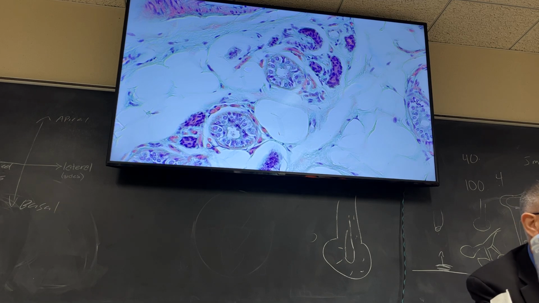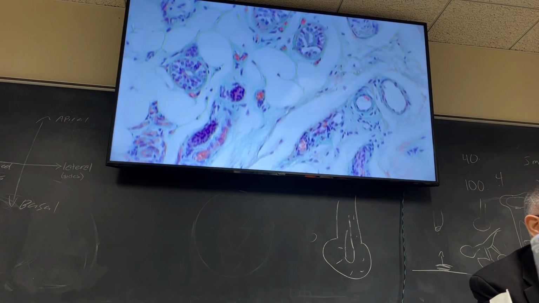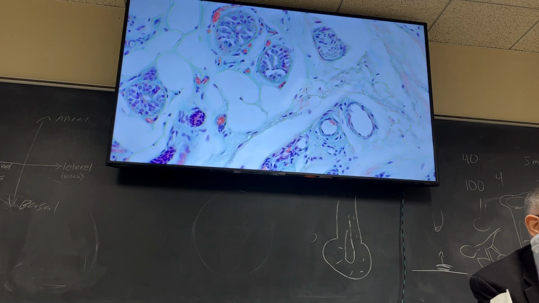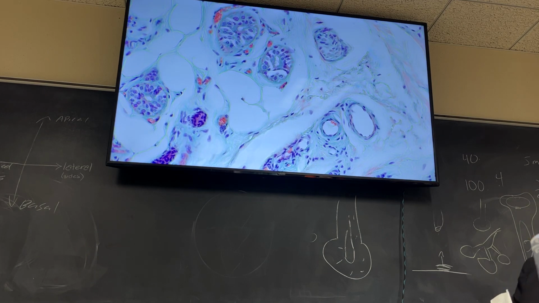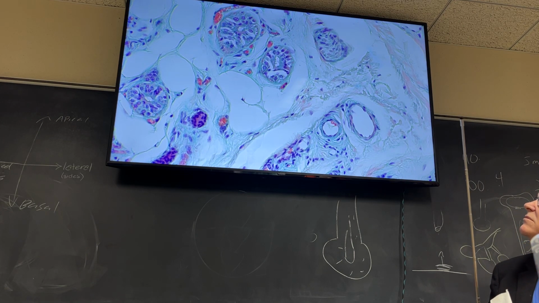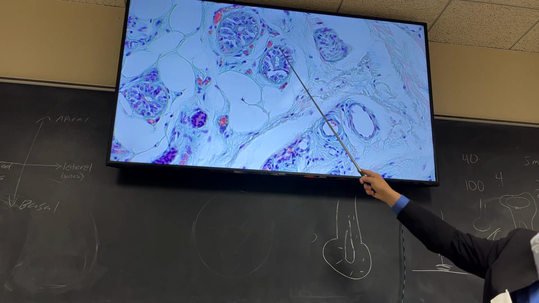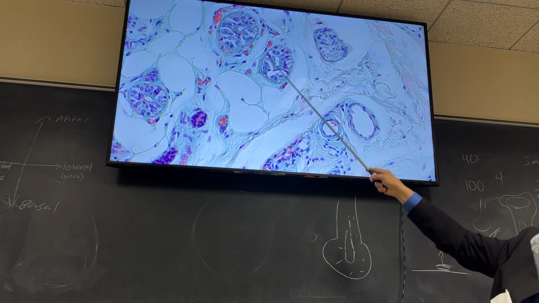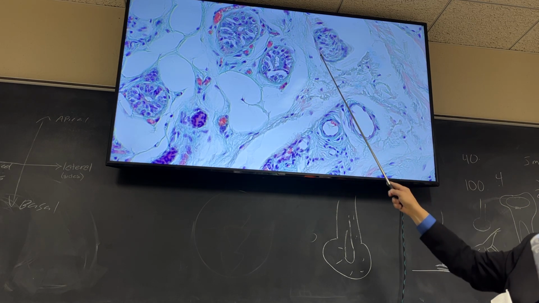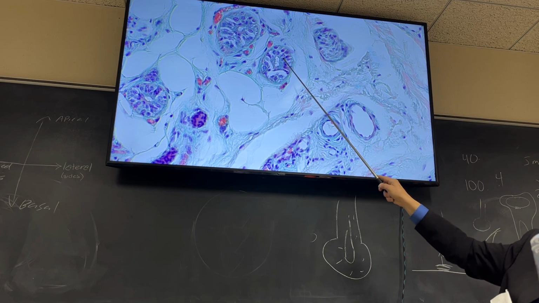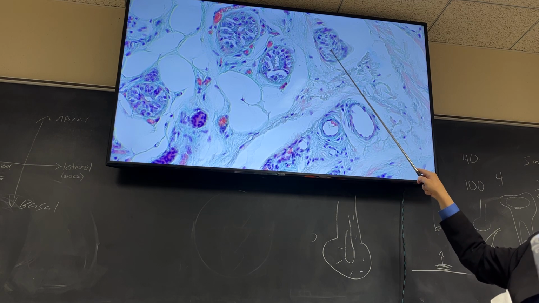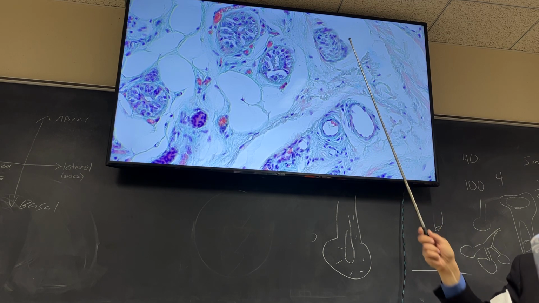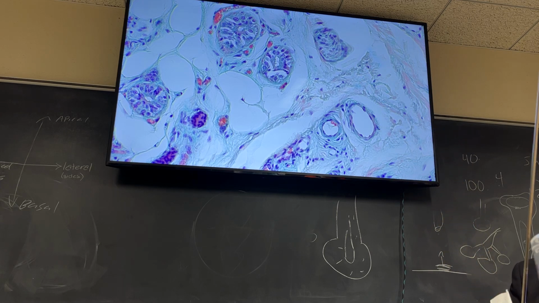All right, let's go to the other one. Let's go to this one up here, which is this one. So here's the sweat gland right by it, real easy to see. There's a sweat gland there, and this. So what do you think? Do these structures in here look like those structures? And the answer is no, they don't.